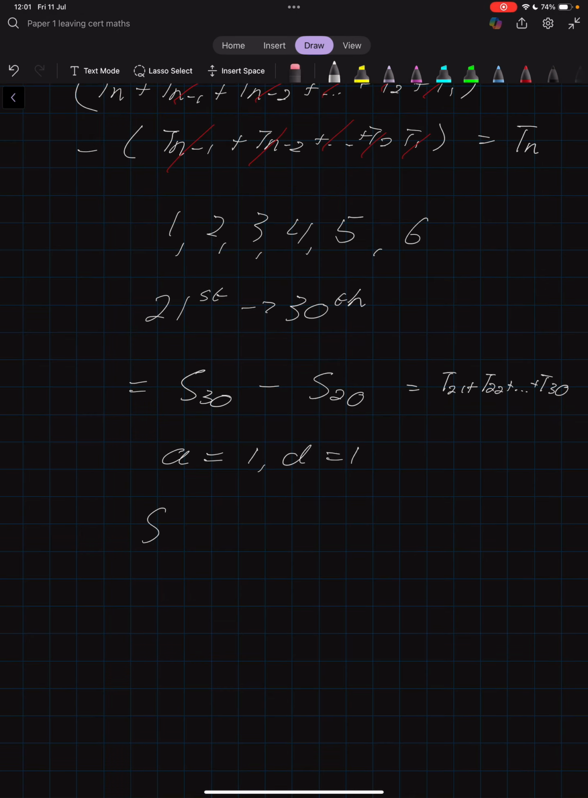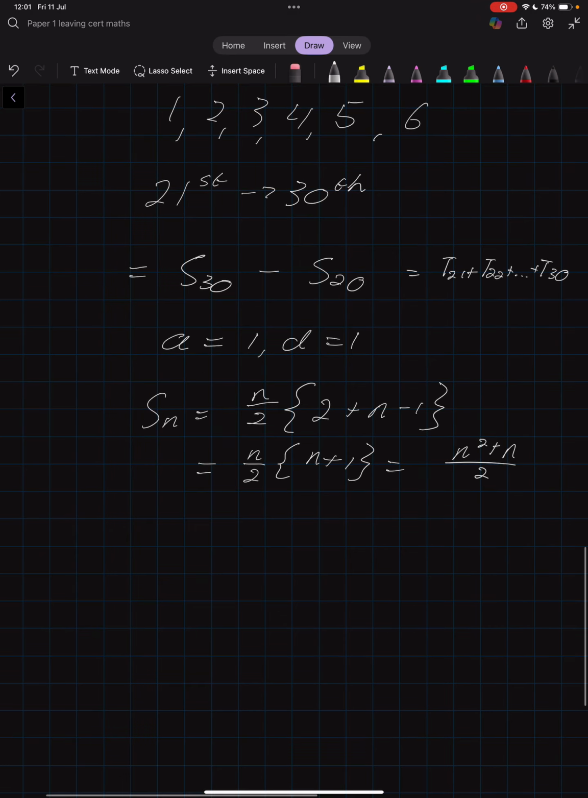So Sn is n over 2 into 2 times A, which is 2 times 1, so 2, plus n minus 1 times 1, which is just n minus 1. So Sn in this case is just going to be n over 2 into n plus 1. That's equal to n squared plus n all over 2. So S of 30, that's going to be 30 squared plus 30 divided by 2. So that's going to be 930 divided by 2.